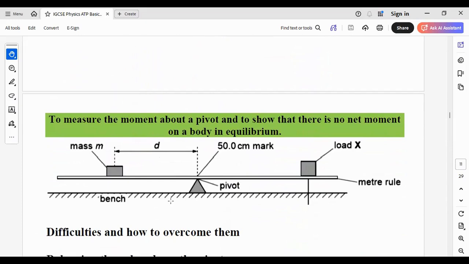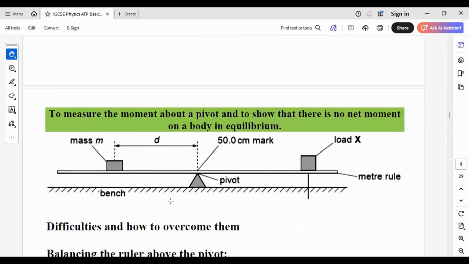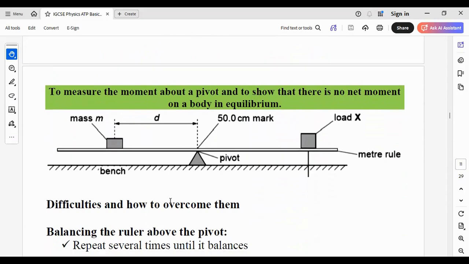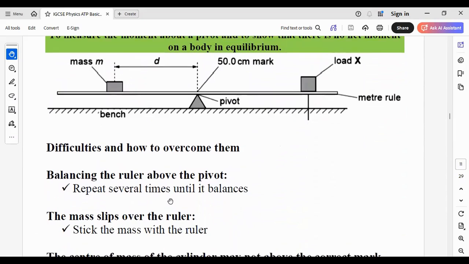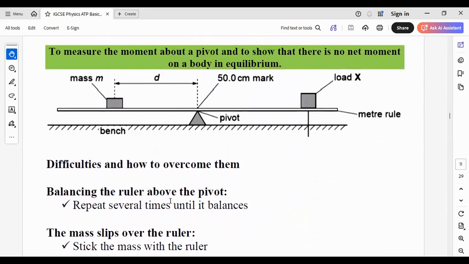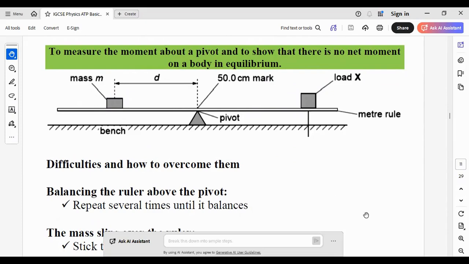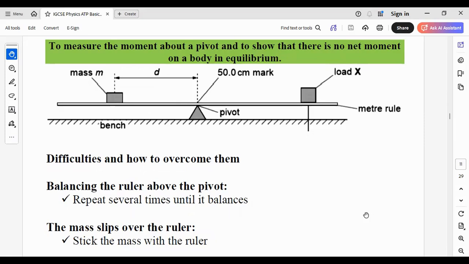Now moving towards another experiment, and that's about moments, the balancing one. We are going to talk about the difficulties and how to overcome them. The first question may be balancing the ruler above the pivot. It's difficult for the students sometimes, so for that we have to repeat several times until it balances. Another is that the mass slips over the ruler. That's usual, and sometimes that's a question. For that, we can take putty or something else, a very small quantity, that we can stick with the mass on the ruler.